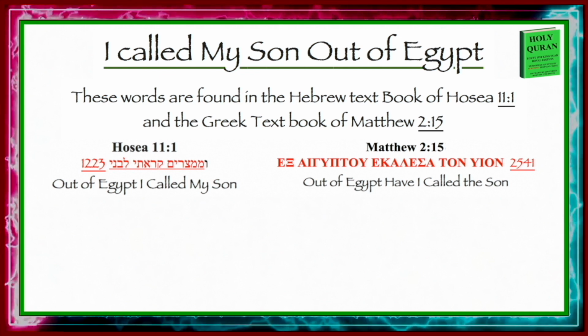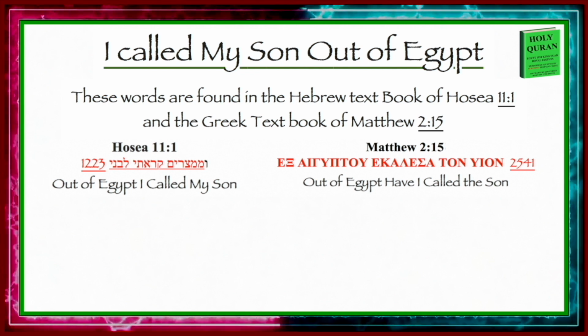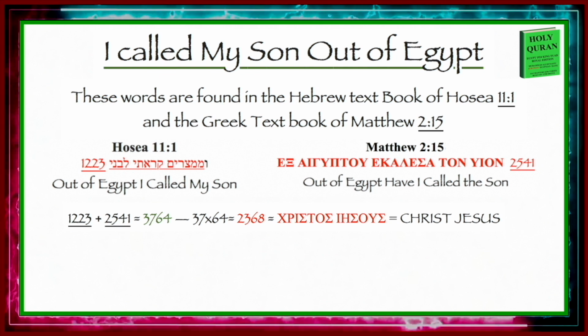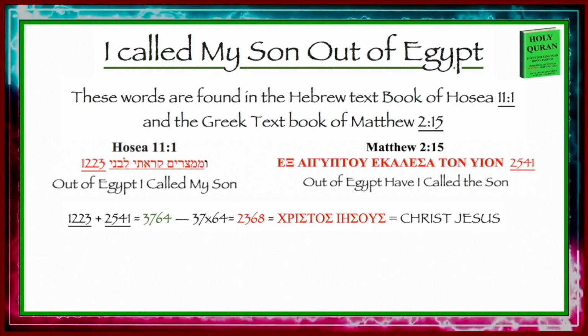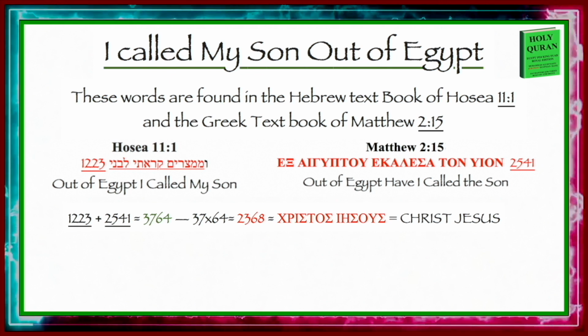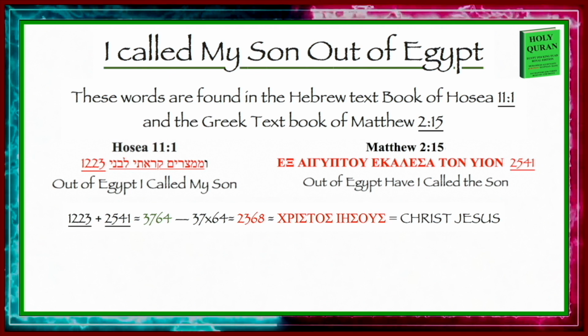In the Book of Matthew, chapter 2, verse 15, we're going to lift five key words. Out of Egypt have I called the son. These five words give us a numerical value of 2,541. 1,223 plus 2,541 equals 3764. 37 times 64 equals 2368. And 2368 equals the Greek words Christos Iesus, Christ Jesus.